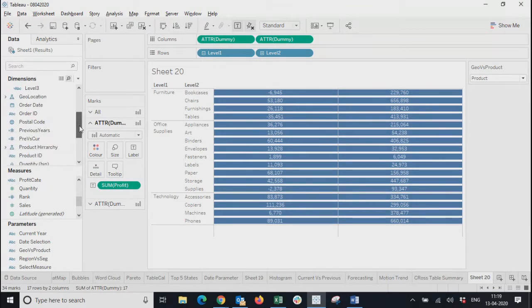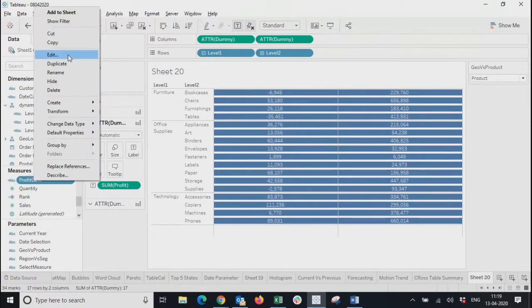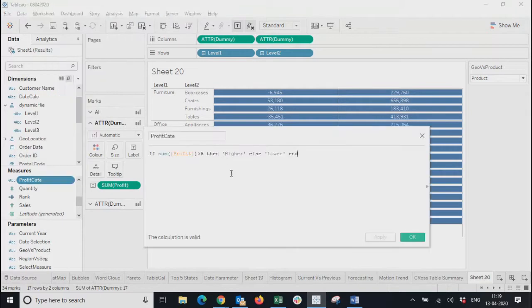Let me create a calculation: profit category, right? If sum of profit is greater than 5, then higher, else lower. 5 is what? It should be 5,000.